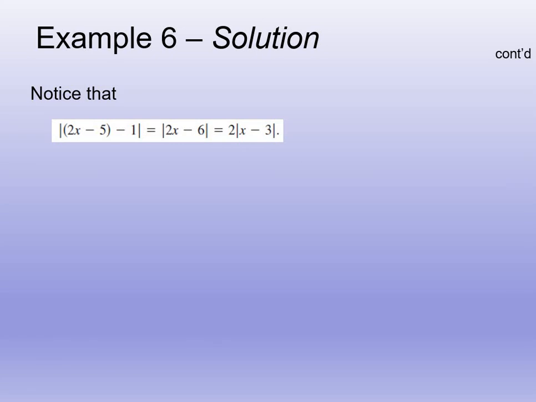Because negative 5 minus 1 is minus 6. Then we can factor a 2 out. So if we factor out a 2, we're left with 2 times the absolute value of x minus 3. Now we have something, right? That x minus 3 goes with our delta, right? Because our x minus 3 is less than delta. So now we can relate the two.